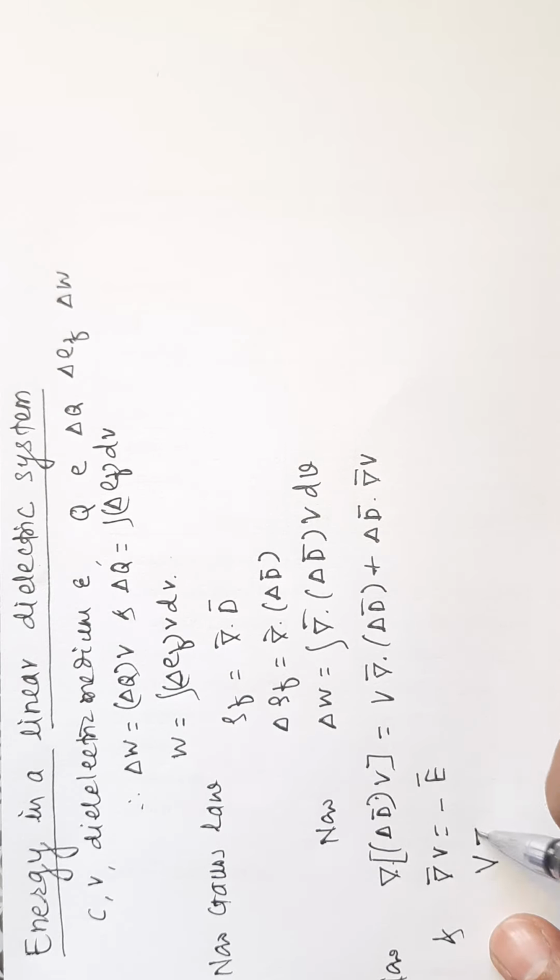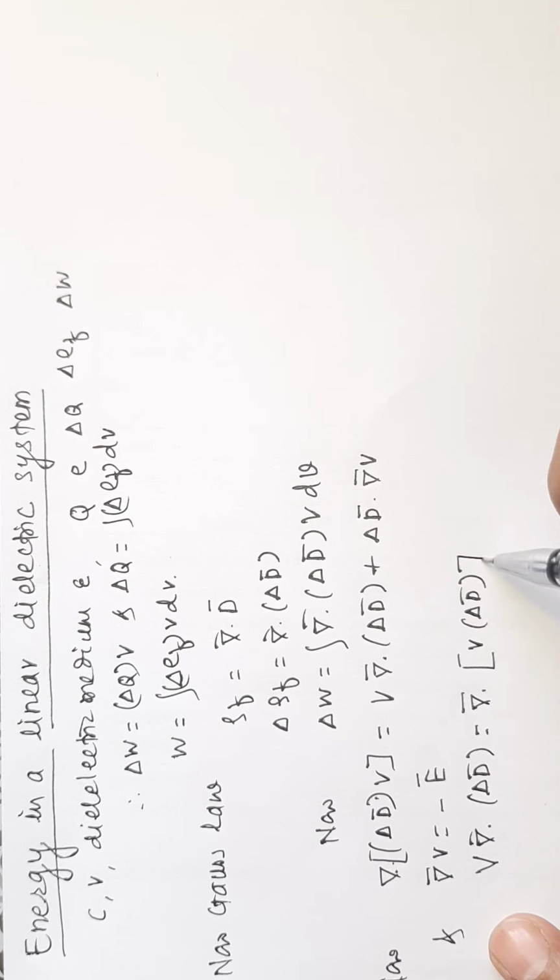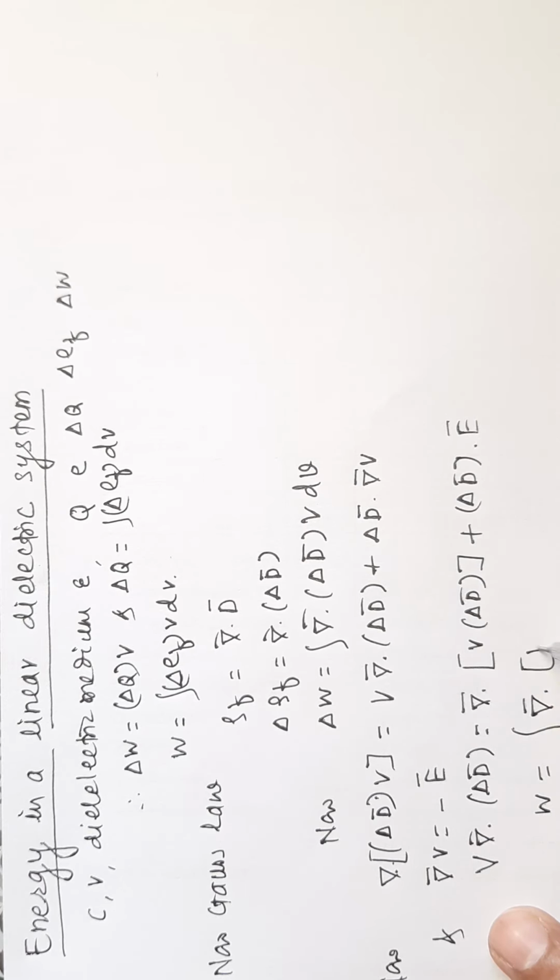So V del dot delta D is equal to del dot of V times delta D, plus delta D multiplied by E bar. Then W is equal to the integral of del dot of V times delta D dV, plus the integral of delta D dot E bar dV.